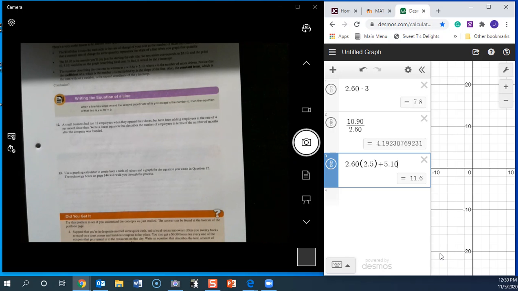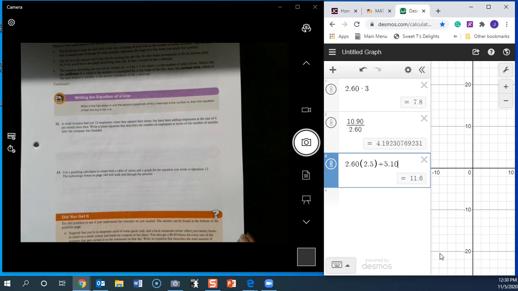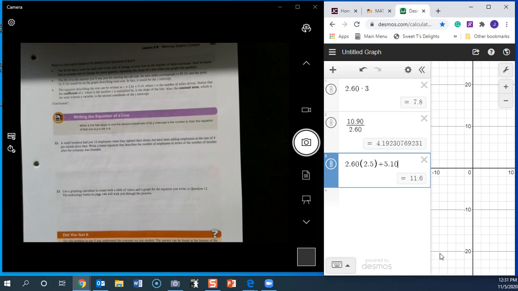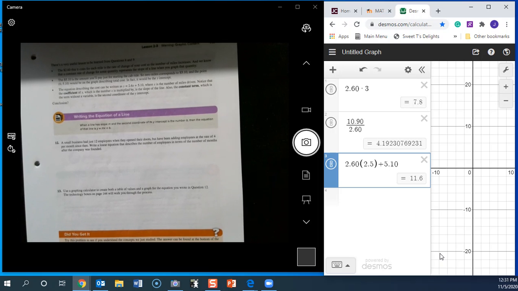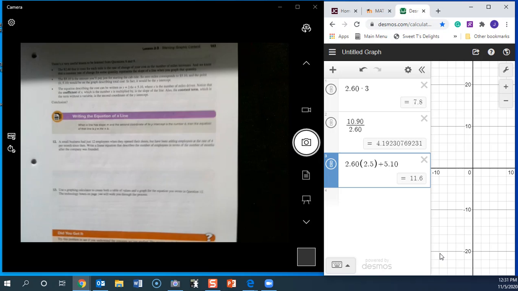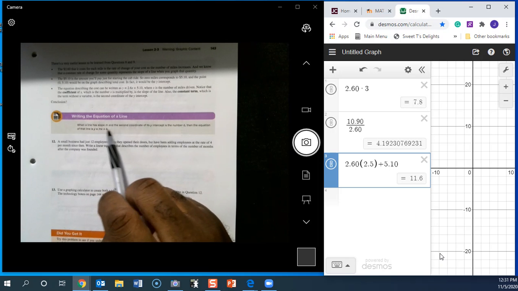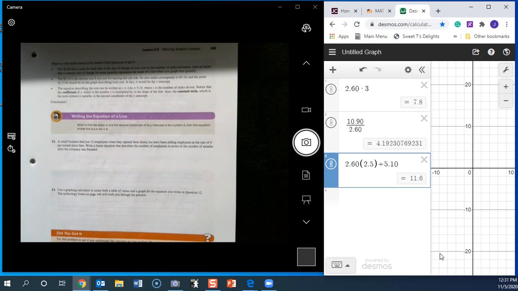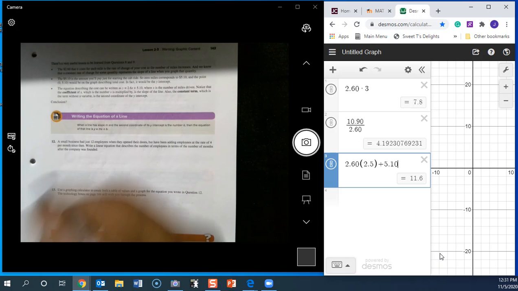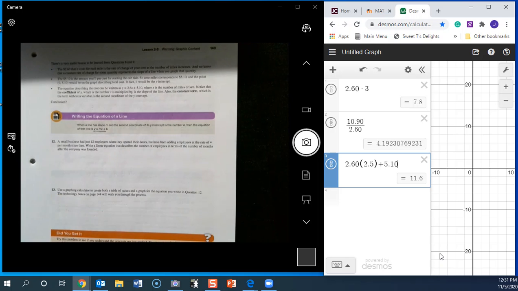All right, now we move on to the next page, and these are the last problems. Okay, it says writing the equation of a line. It says when a line has slope m and the second coordinate of its y-intercept is the number b, then the equation of the line is y equals mx plus b. And we know that's slope-intercept form.